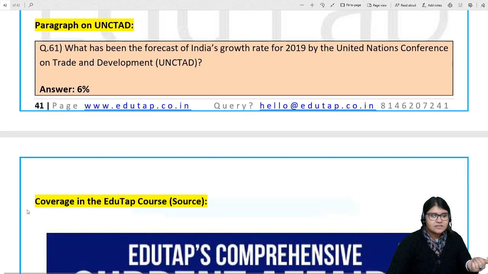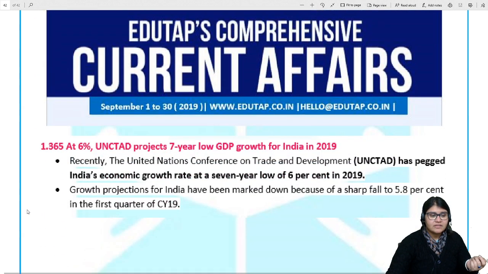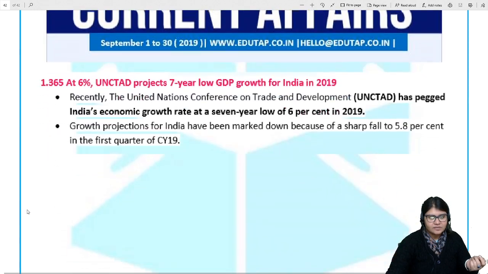Moving on, there was a passage on UNCTAD, right? So the question said, what has been the forecast of India's growth rate for 2019 by the United Nations Conference on Trade and Development? So this news article was again covered in the September monthly current affairs magazine.